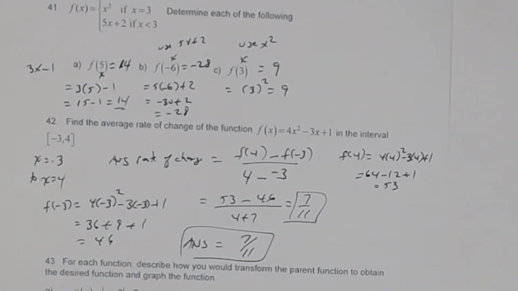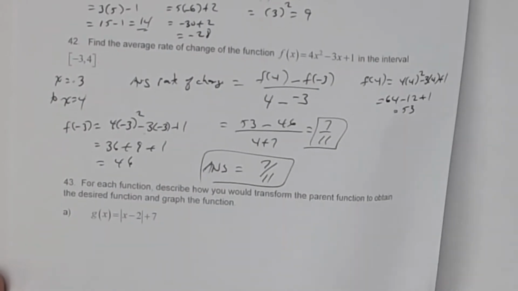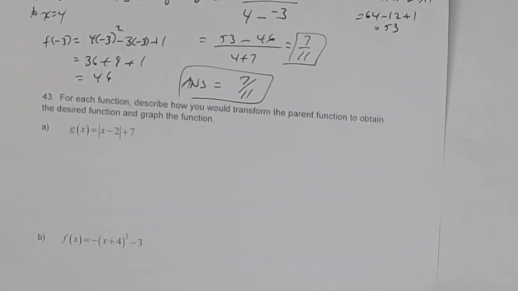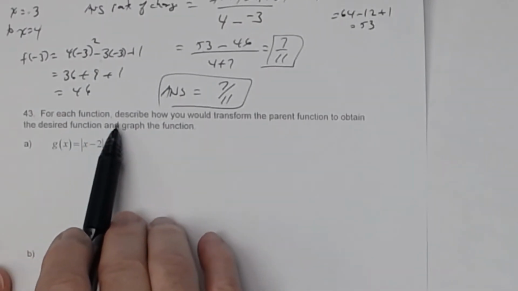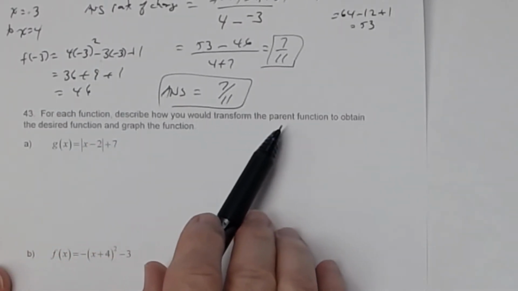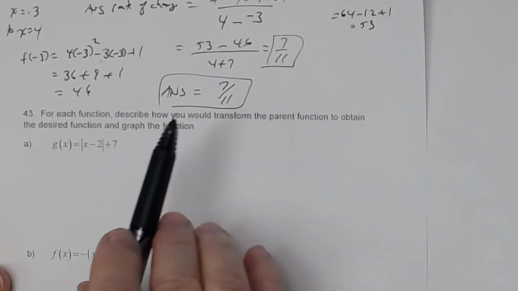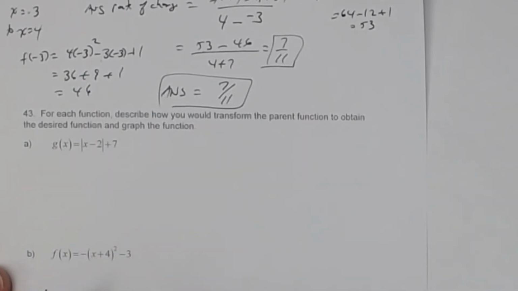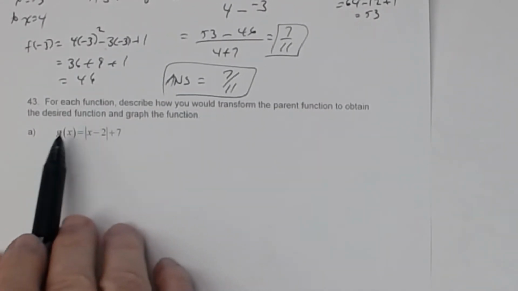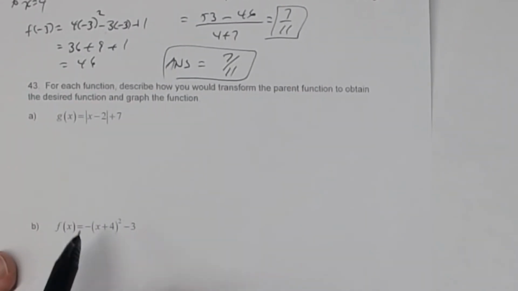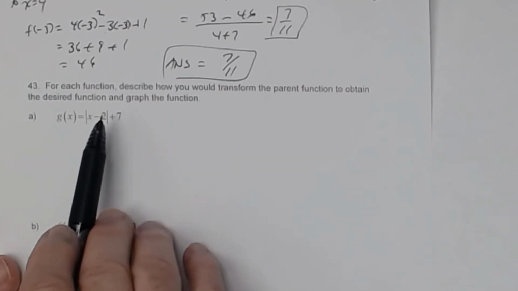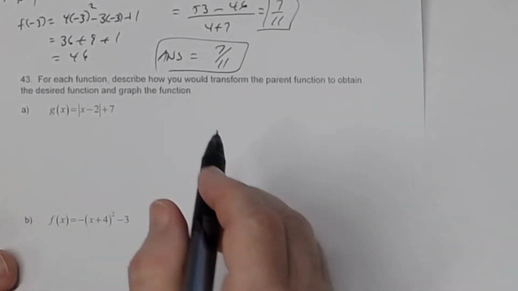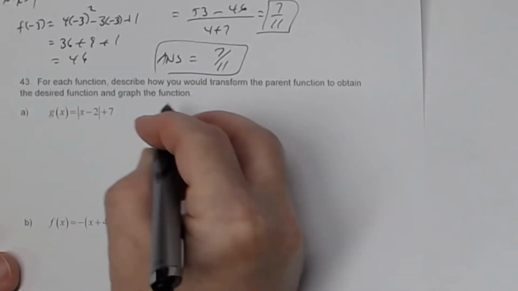Okay? All right, now in 43, that's where you have to start looking at the idea of transformations. And so the problem says, for each function, describe how you would transform the parent function to obtain the desired function. That's the function I want to use. So I want to eventually graph this function and graph this function using the parent function. All right, well, remember, you're looking at the absolute value of x here, the absolute value function here, and this is the quadratic function.